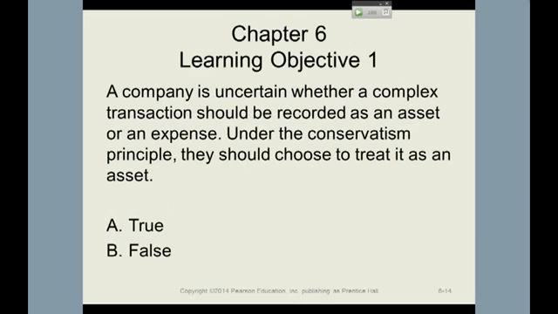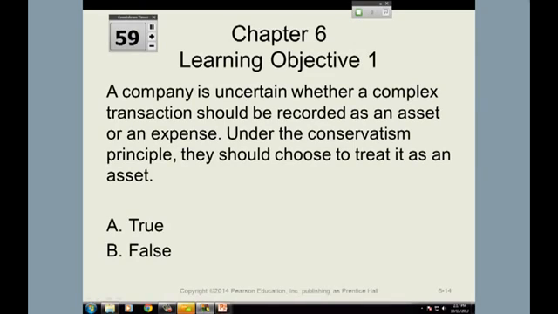Okay? And another one. These should be pretty simple, I think. Well, maybe not. Let's ask this one. A company is uncertain whether a complex transaction should be recorded as an asset or an expense, so that from the standpoint of conservatism, it should treat it as an asset.